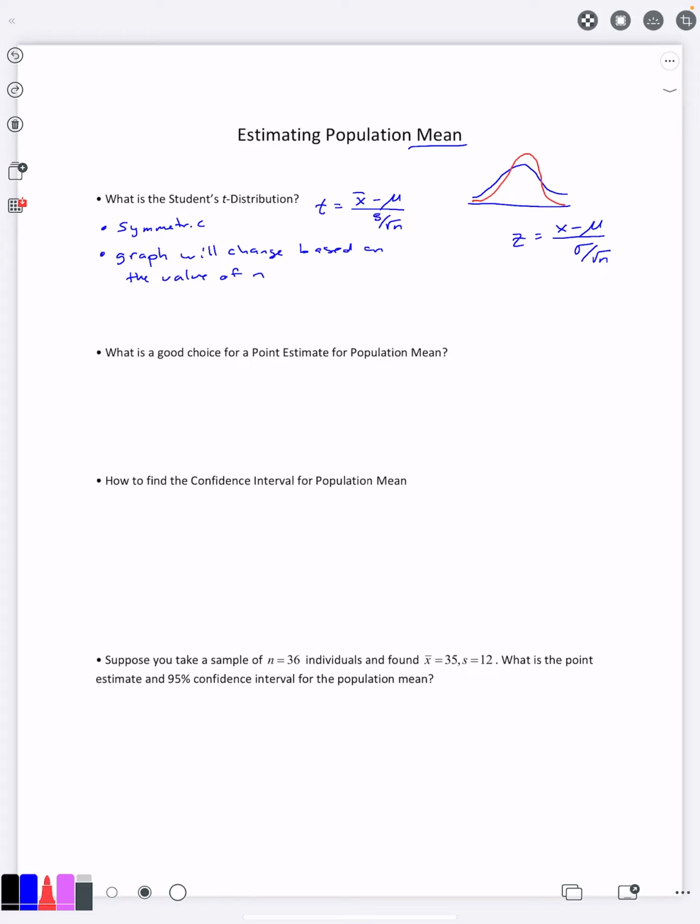Again, our calculator will take that into account for us. And we're actually going to give a name to this called the degrees of freedom. For these problems, the degrees of freedom is n minus 1.